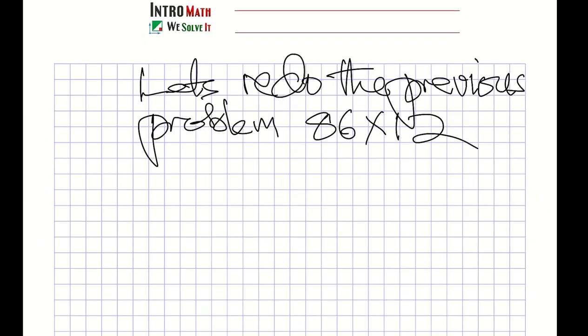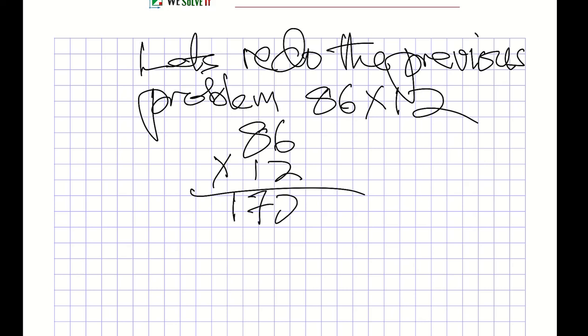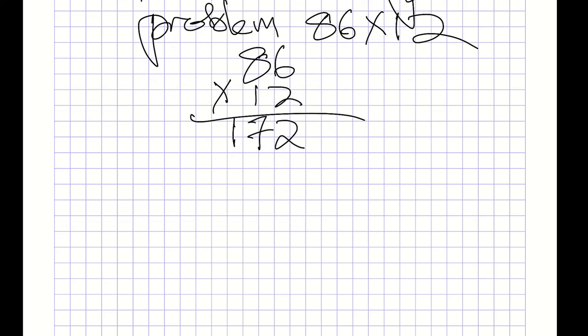All right, I want to redo the previous problem we just did. That way I can show you a trick. Remember the last problem? What we did is 86 times 12. We said you line things up like we normally do, times 12. Remember the result we got? If you multiply by 2, remember we had 172. You can check the problem we solved, and then we multiply by 1.